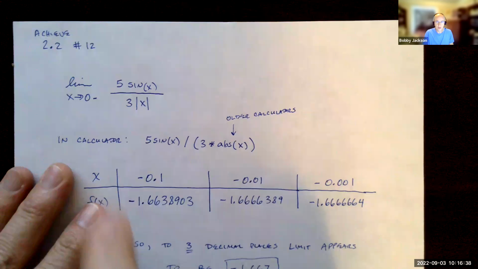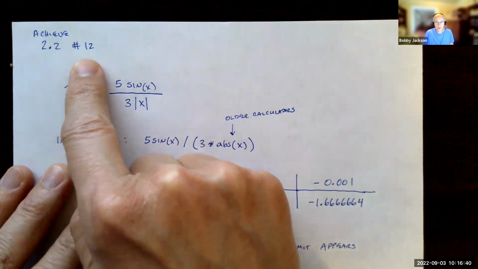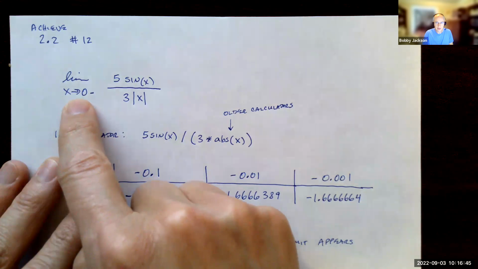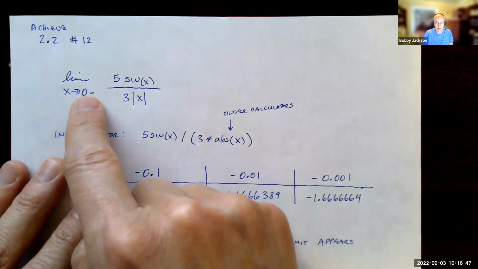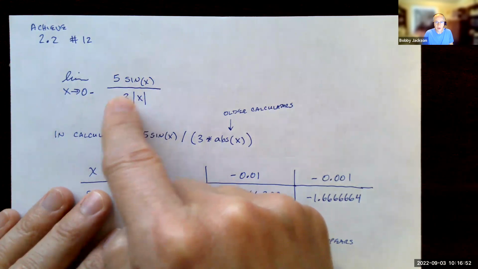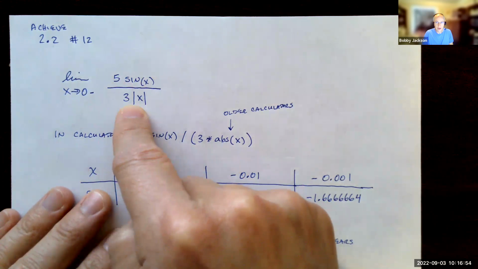Again, everyone, section 2.2, number 12. We're to estimate this limit here. This is a one-sided limit: the limit as x approaches 0 from the negative side of this expression. And we want to do that numerically.